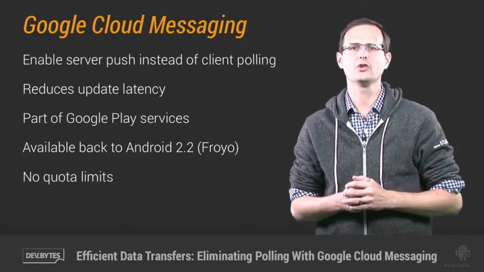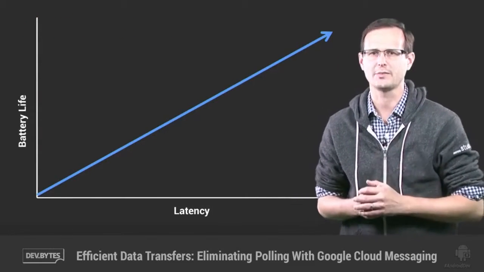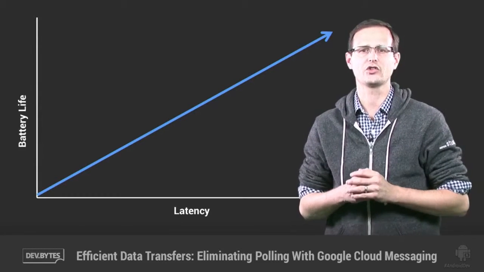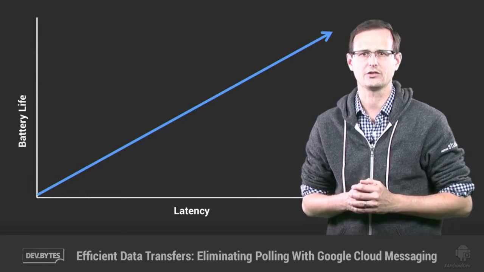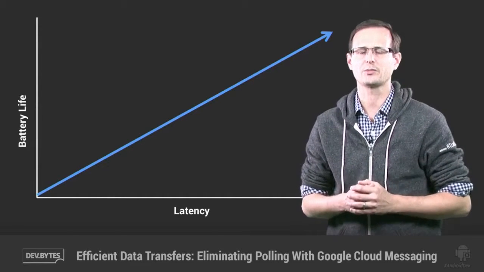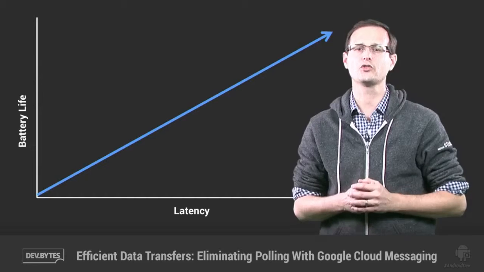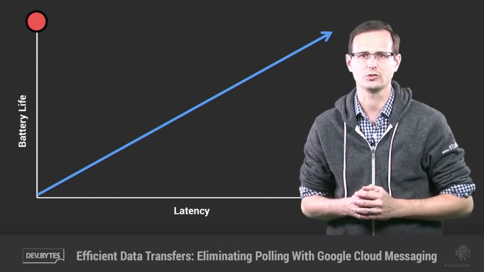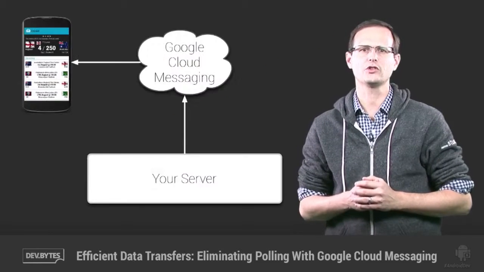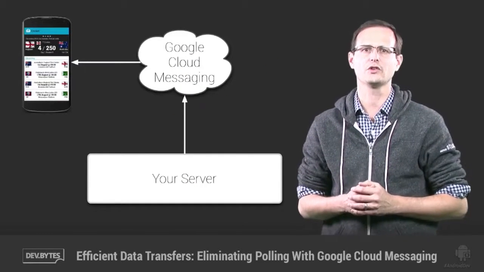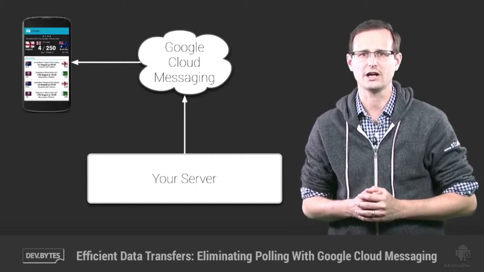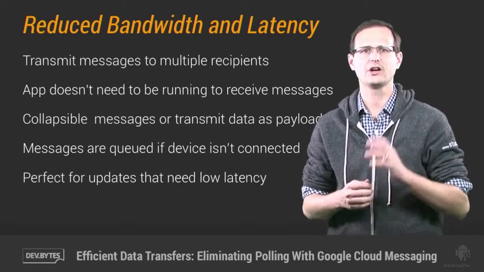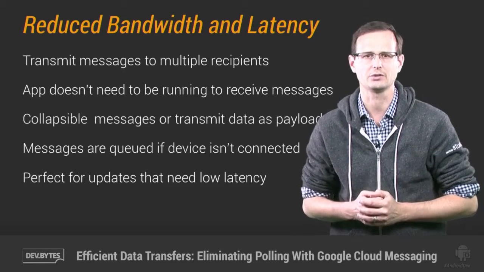If you're using polling, you're forced to balance data freshness with the resulting battery drain. The more often you poll for updates, the lower latency between the data changing on the server and your app displaying those updates. But turning on the radio to check for those updates also drains the battery. That's the worst of both worlds when what you actually want is no latency and as little battery drain as possible. Google Cloud Messaging helps you do this by offering a way to send messages from your server to any installed instance of your app. As a result, you can stop polling, which will improve battery life and also improve the freshness of your app.